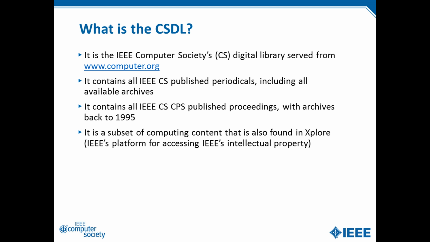So what is the Computer Society Digital Library? It is hosted on the computer.org platform. It includes all of the IEEE Computer Society periodicals, back to the very first issues. It also includes all of our proceedings, with the archives only back to 1995. We haven't digitized those further back than that. You may also know that the Computer Society Digital Library is a subset of the content found in Xplore, IEEE's platform for accessing the IEEE intellectual property.